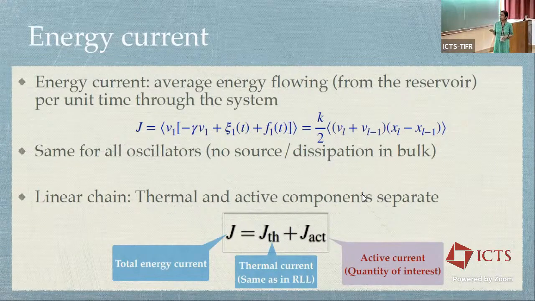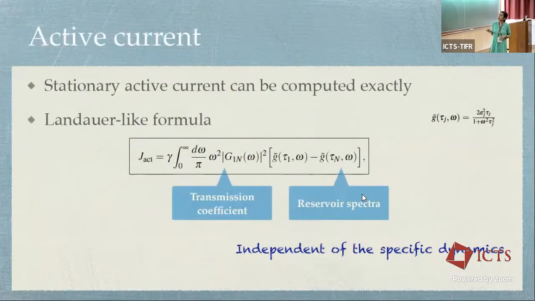The thermal current is exactly the same as what we saw earlier, what RLL got in their model, proportional to the temperature difference. So we don't bother about it so much. We'll assume that the temperatures are 0 and concentrate only on the active current part. This can be computed. Here is a Landauer-like formula which gives this current in terms of the active spectrum and the transmission coefficient.